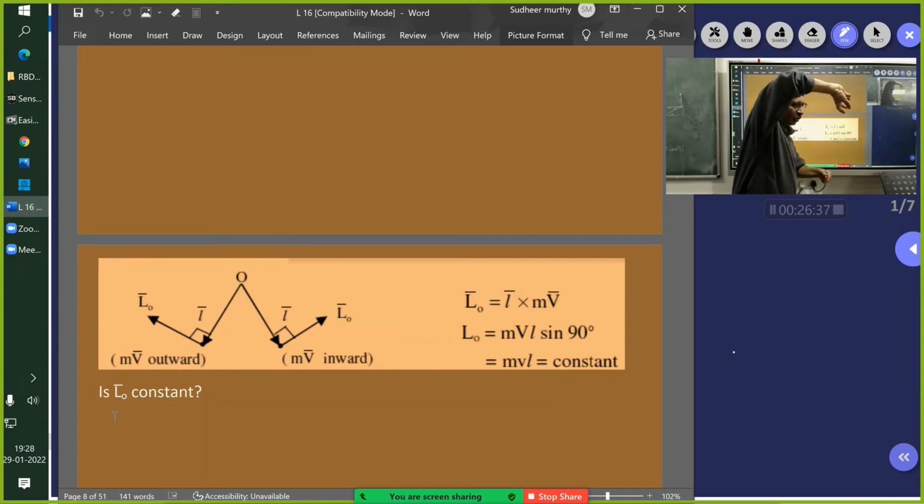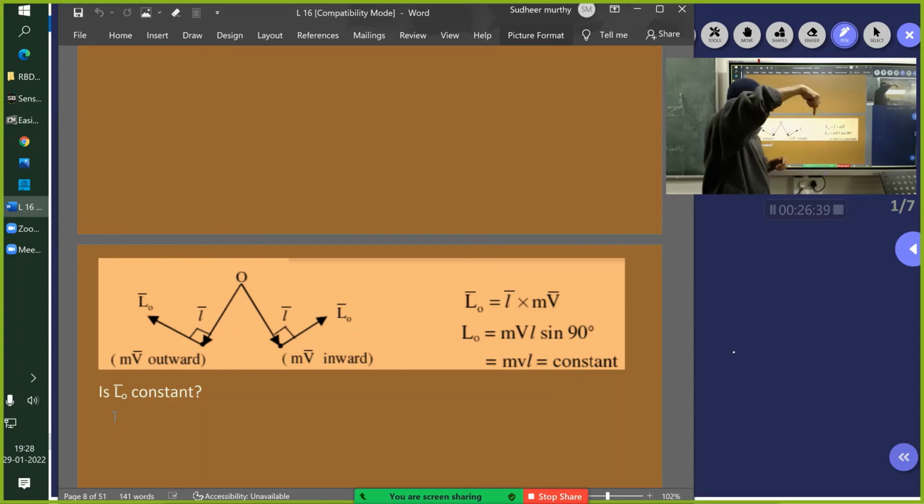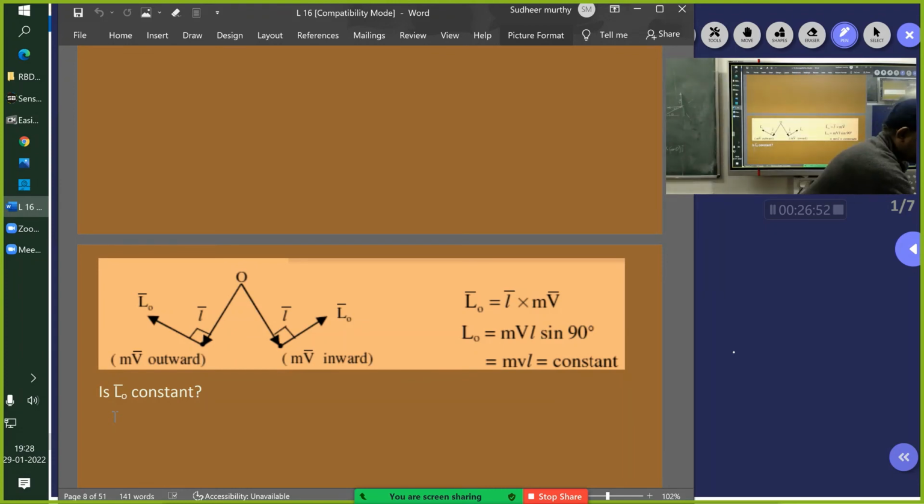So if you take the screwdriver and turn it like this, the L bar vector will be what? It will be perpendicular to the plane containing what? The V bar vector and the R bar vector. That is understood? Yes, sir.